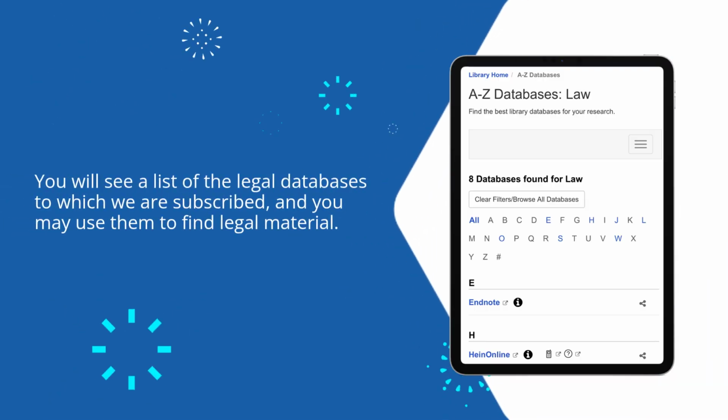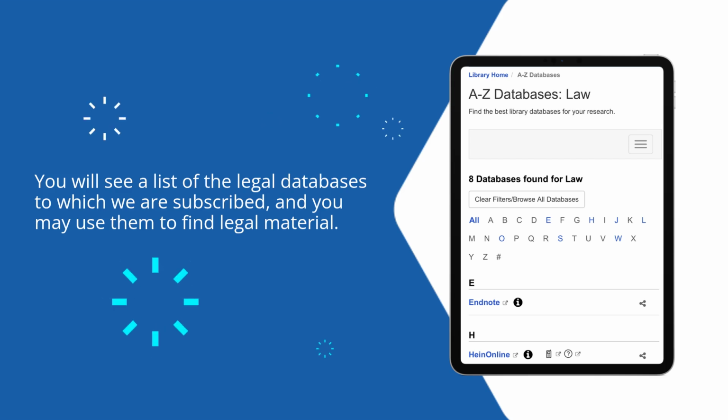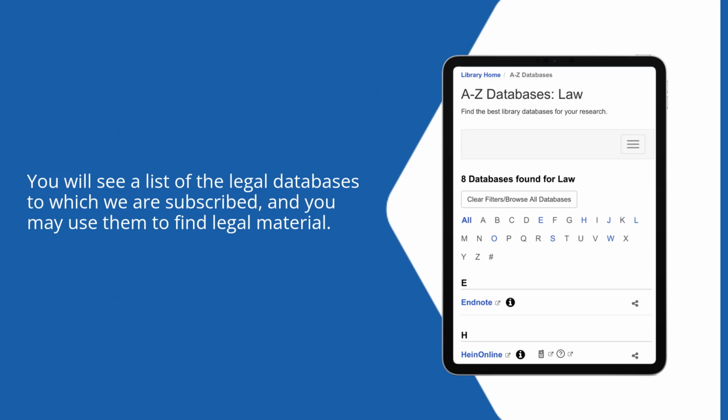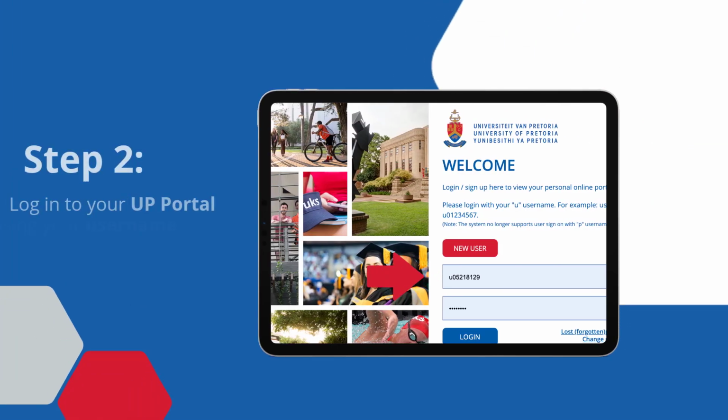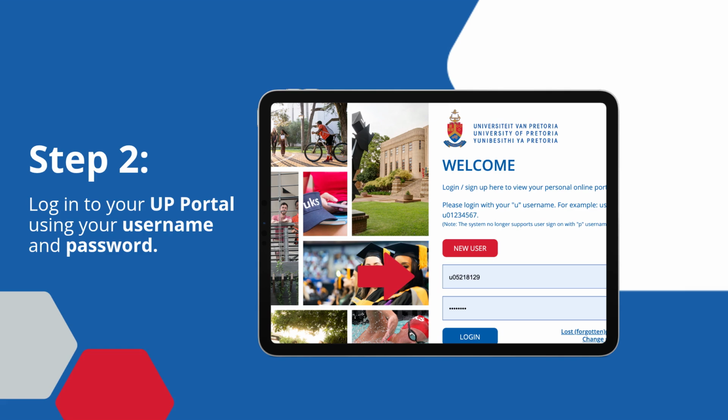You will see a list of the legal databases to which we are subscribed, and you may use them to find legal material. Step 1. On the Law Library database page, scroll down and click on Jutastat. Step 2. Log into your University of Pretoria portal using your username and password.